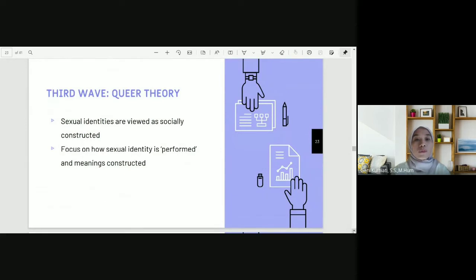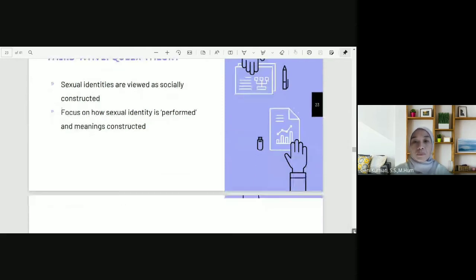Okay, the third wave is also seen as queer theory, because here sexual identities are viewed as socially constructed and the focus is on how sexual identity is performed and meanings constructed. So here is the celebration, because binary opposition is not seen as the conventional or traditional one like before, but there are a lot in between, floating between feminine and masculine, like gay, lesbian, and so on.